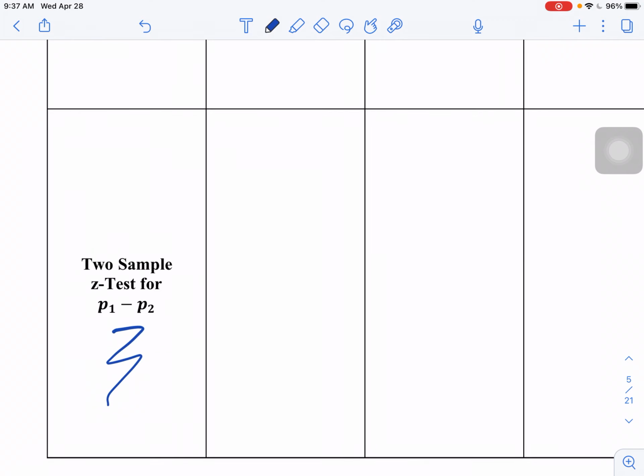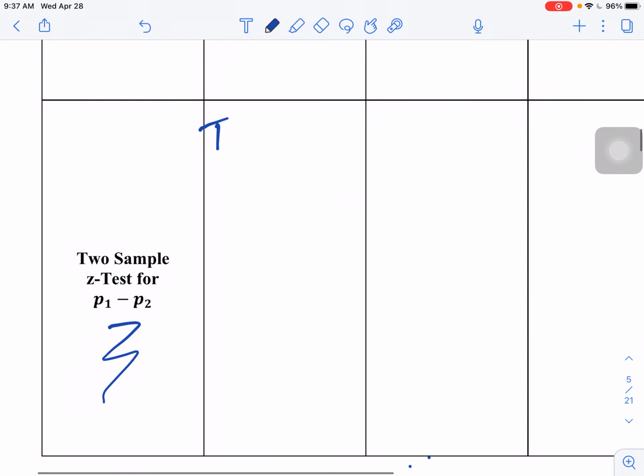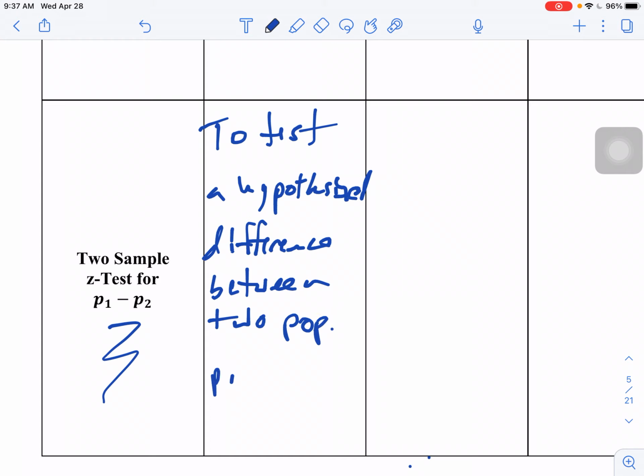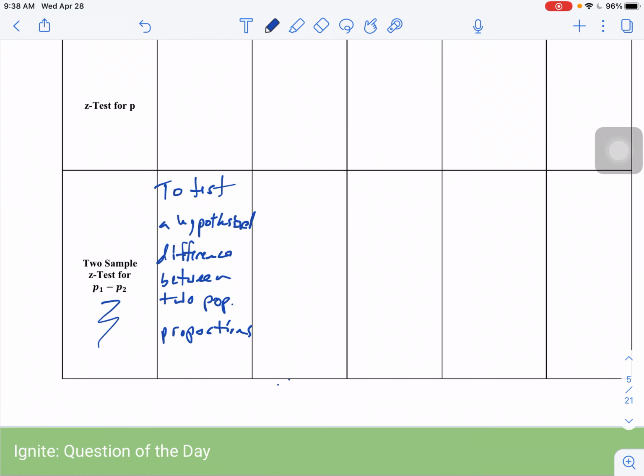Okay, so we're going to start with the purpose. The purpose of the 2 sample z-test for P1 minus P2 is to test a hypothesized difference between 2 population proportions. So we're making a hypothesis about 2 population proportions, and we're specifically looking at the difference between the two, so kind of using subtraction there.